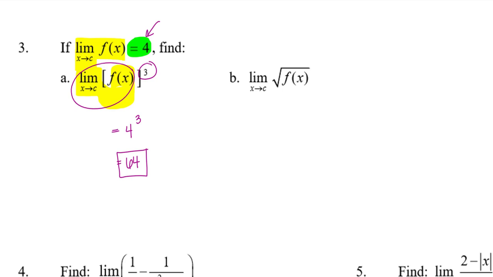And then the same thing kind of holds true with question B here. I have the limit as x approaches c, so same x value, of this function, but you see that square root in there, right? So we're going to square root that limit, which was 4, and so the square root of 4 is 2. Don't mistake that for plus or minus 2, that's just a whole 2.